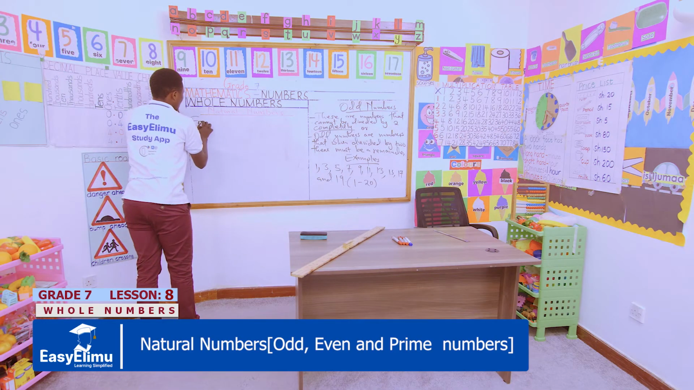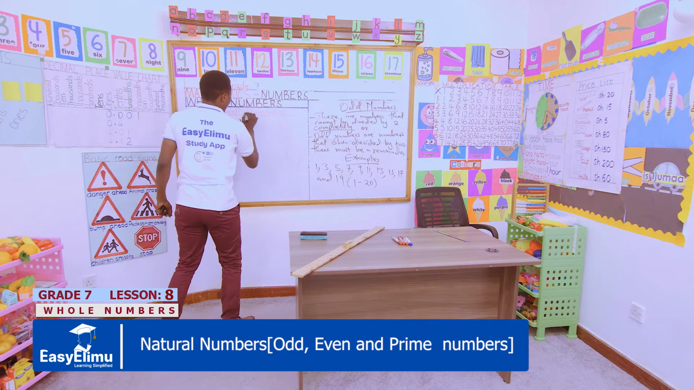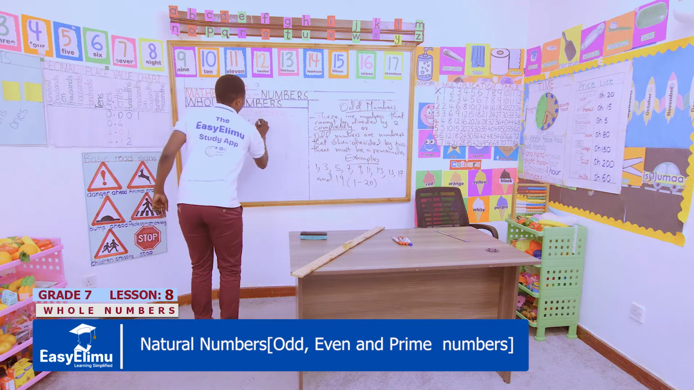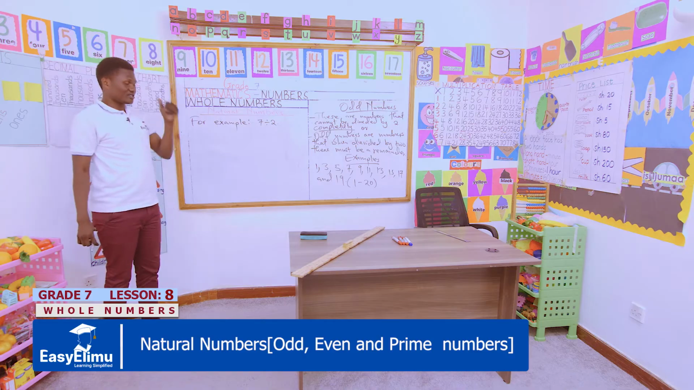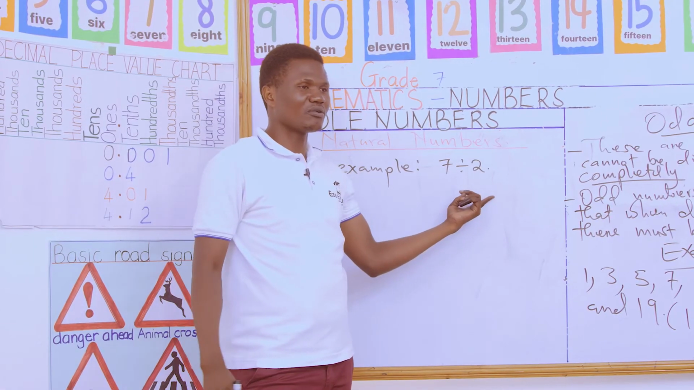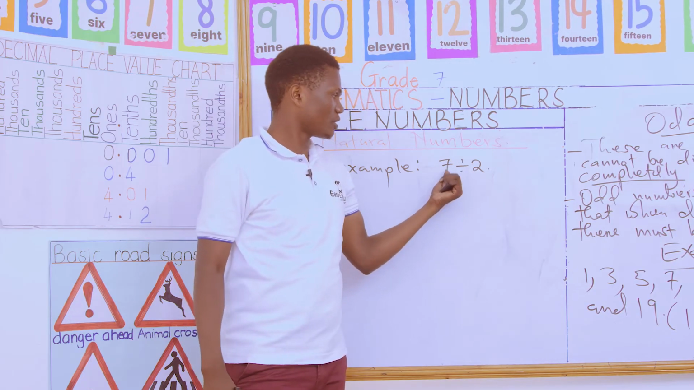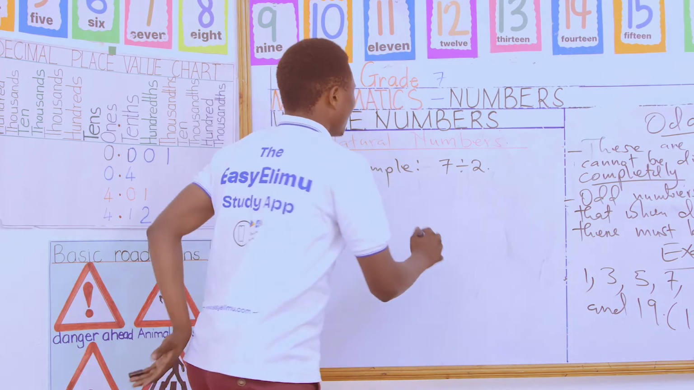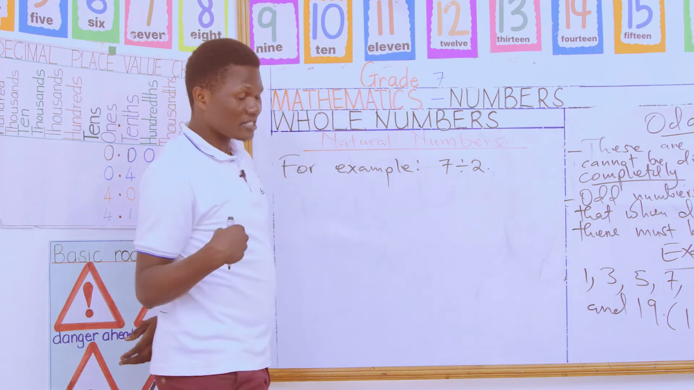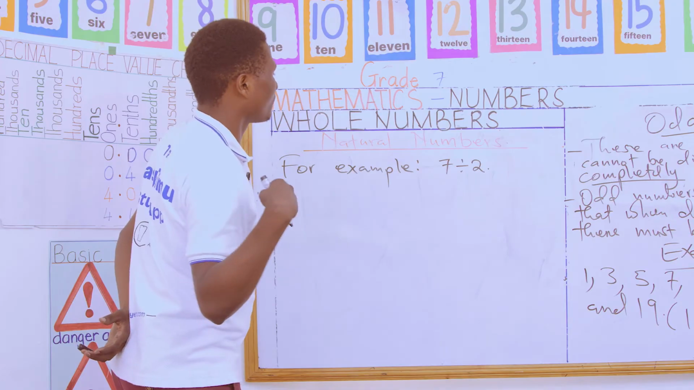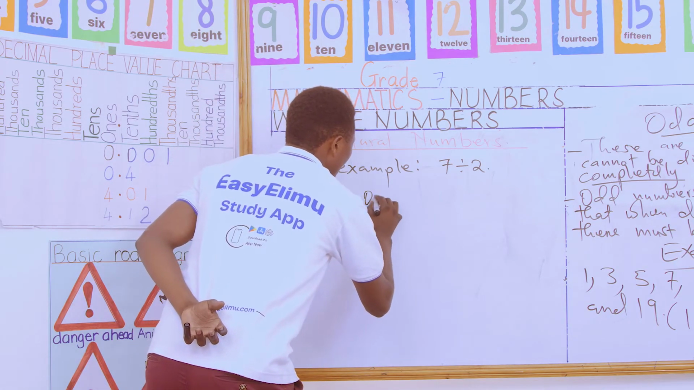For example, say 7 divided by 2. You will not say that this is not possible. You have to show us that actually this is an odd number. Why? Because whenever you divide it by 2, there is a remainder. So let me use the simplest method you discussed in grade 4, grade 3, all the way back there. So I'll draw 7 balls.